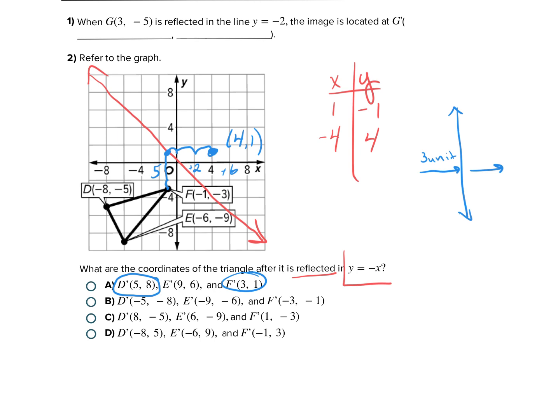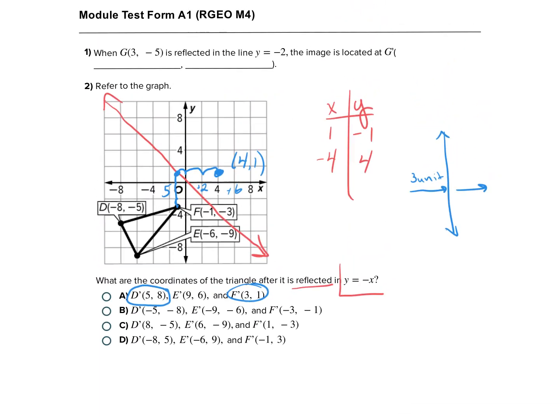So for the test, I would recommend using our own graph paper rather than the one that's on the test, because counting by 2's could pose a problem. As you notice, when I did it, I was off by 1. So just something to keep in mind.